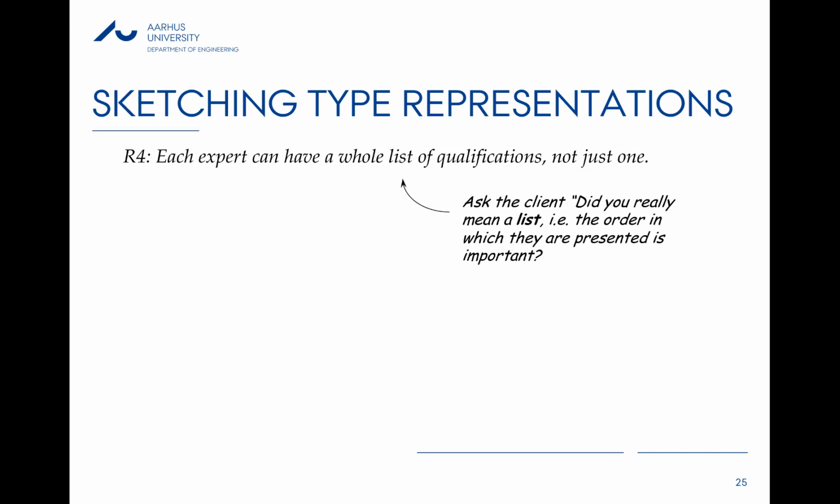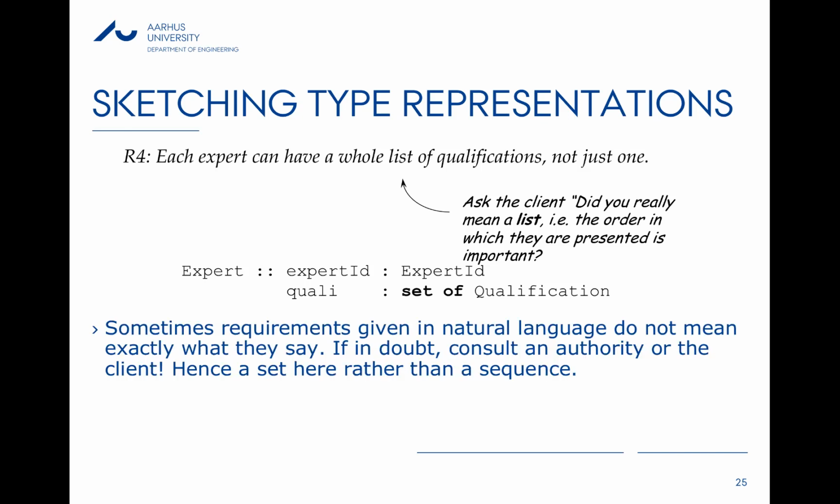one. We have to ask the client, do you really mean a list? Is there an order in which he is primarily an electrician, secondarily he is a mechanical guy? Or do we say that the order doesn't matter? So I have assumed here that he says it doesn't matter. And then I would model it using a set representation, set of qualification. So we have some ID for the expert, and then we're going to have a set of qualification.